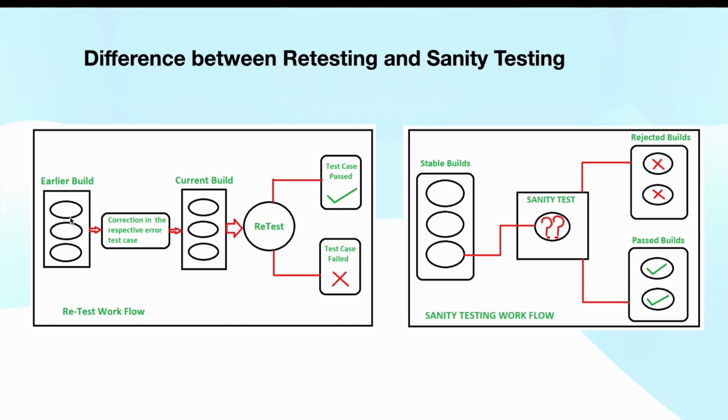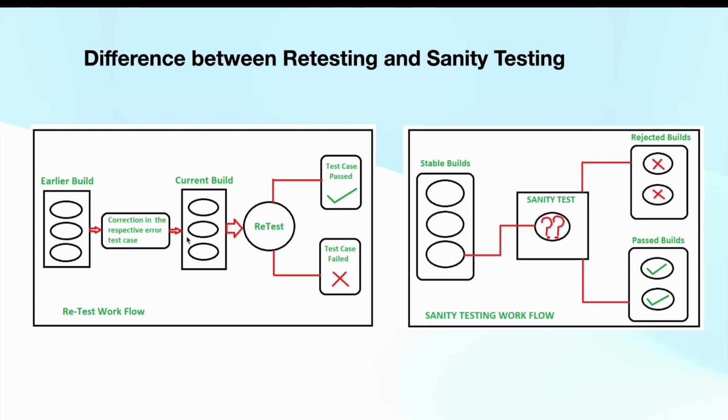Then we can see the difference between retesting and sanity testing in the diagram below. Here, this is about retesting. There is an earlier build that has a corresponding error test case. So there could be any bug that needs correction, or there will be bug fixes. Then after bug fixing there is a new build that is called the current build.